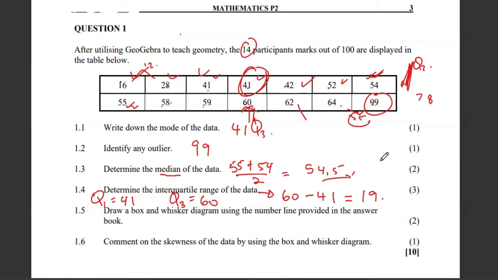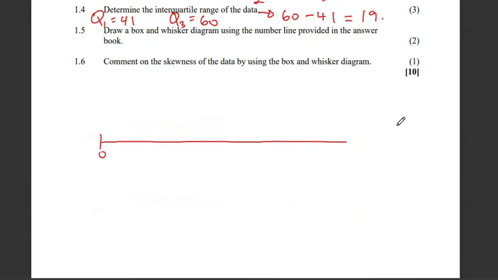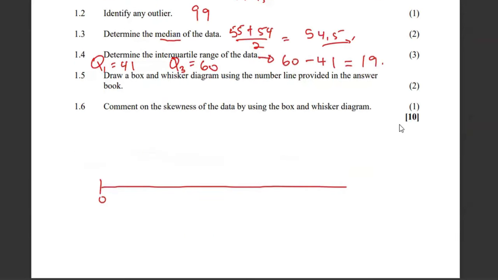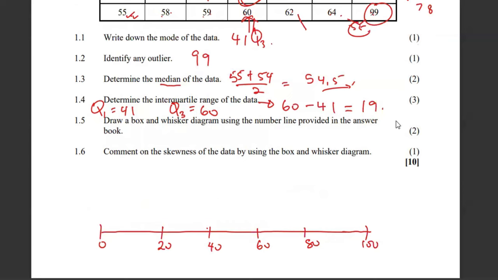Okay, and then they want us to draw a box and whisker. So I'll try to sketch it here. If this is 0, we know that the highest mark is 99. Let me use intervals of 20. So we have 20, 40, 60, 80, and let's say we have 100. If the minimum mark is a 16, somewhere halfway there. We said our Q1 is a 41, just slightly after 40.